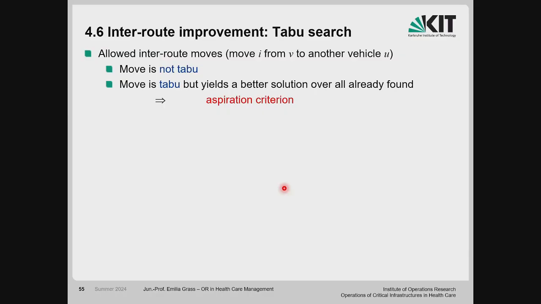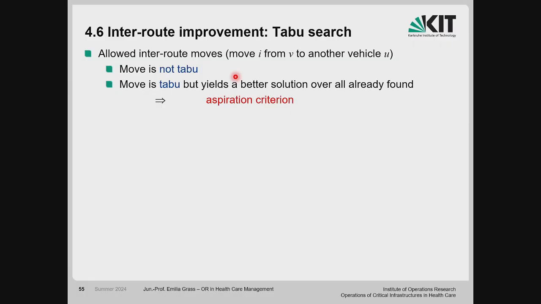Okay, and then we have this taboo search. So we have some kind of inter-route move. So we move request I, patient Peter, from vehicle V to another vehicle U. So either the move is not taboo, we can do that because everything is fine. It's not on our taboo list. Or move it, although it's on the taboo list, but because it yields such a better solution that we make an exception. And this is called aspiration criteria. So it overrides our taboo status only if a move improves the solution significantly. Then we allow to do this move.